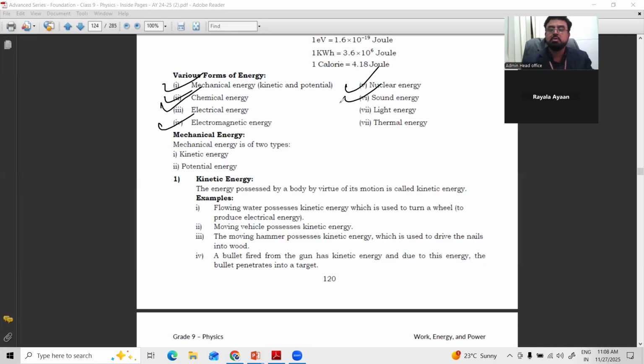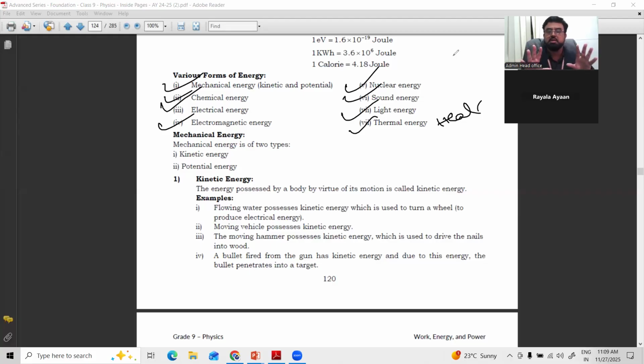Sound energy. Why do you call it sound energy? Because with sound also we can do a lot of work. Light energy, thermal energy. Thermal is nothing but heat, so heat energy or thermal energy. All these are forms of energy, which we discuss in physics. We cannot discuss these topics in Telugu, Hindi, English, social studies, or mathematics. So the study of energies comes under physics, and all these energies are useful for us in some form or other at some point of time.